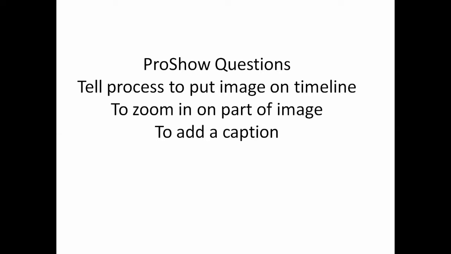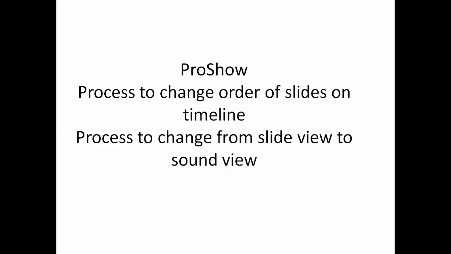To add a caption, you would double click on an image on the timeline, and then you would select Captions and then type the caption. Process to change the order of slides on the timeline. Click on a slide you want to move, and after you do that, hold the Control key and hit the greater than or the less than symbol.